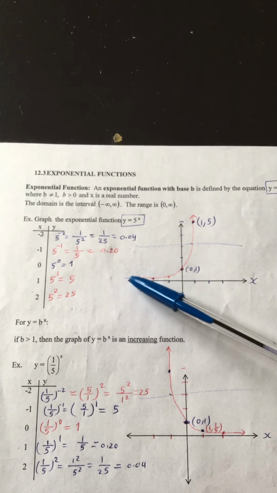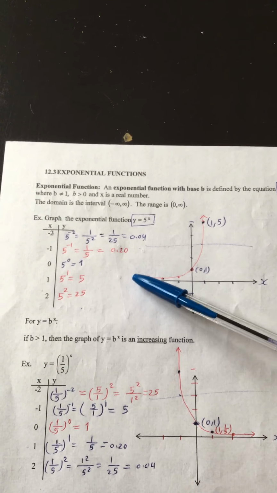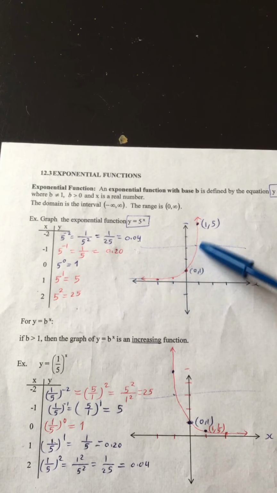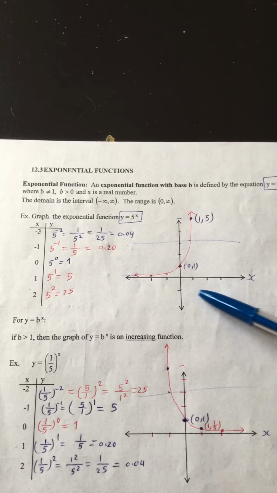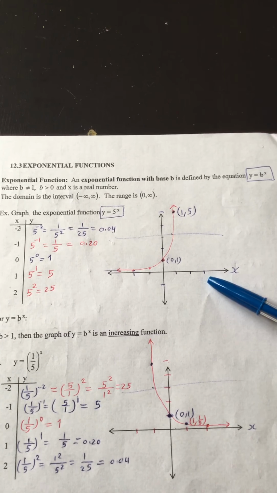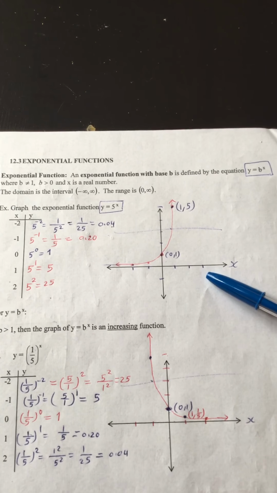Also, the x-axis is the asymptote. The graph never intersects the x-axis. So the x-axis here is the asymptote.